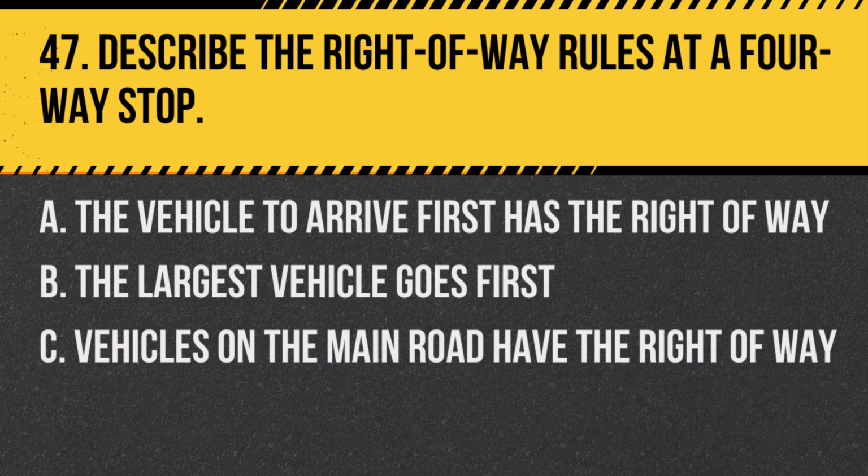Question 47. Describe the right-of-way rules at a four-way stop. A. The vehicle to arrive first has the right-of-way. B. The largest vehicle goes first. C. Vehicles on the main road have the right-of-way. Answer: A. The vehicle to arrive first has the right-of-way. If two vehicles arrive at the same time, the one on the right goes first.